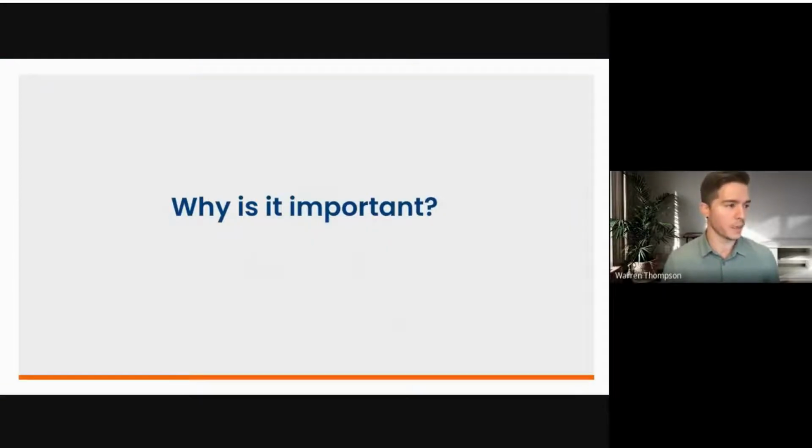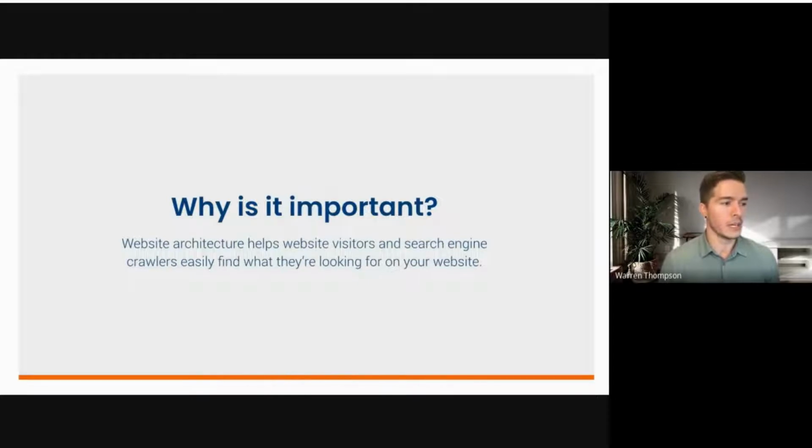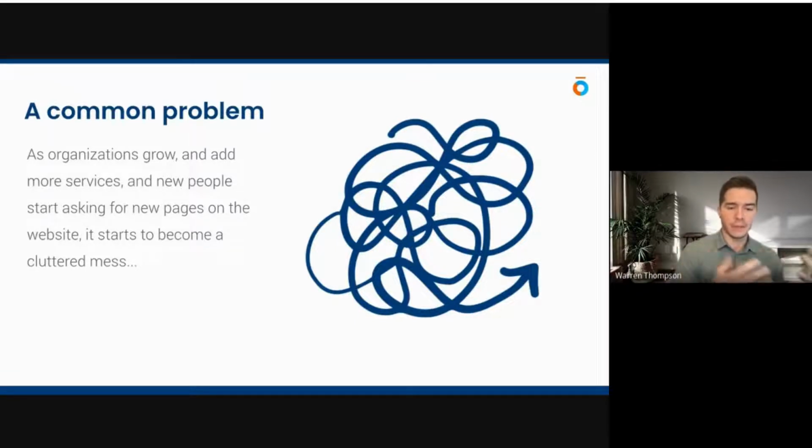So why is this important? Website architecture helps website visitors and search engine crawlers find what they're looking for. A lot of times people talk about needing to optimize for SEO. But most of the time, if you're optimizing for the user experience, so people can find what they need on your site, you're also optimizing for SEO and search engine crawlers by default, because they are trying to mimic what users care about.